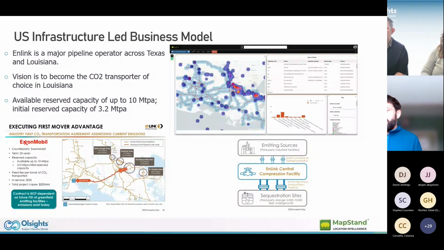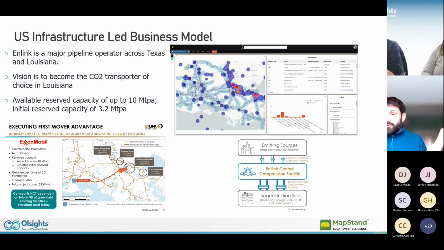A great example of this, and it's what I call the infrastructure-led business model, is EnLink. EnLink is a major gas pipeline operator across Texas and Louisiana, and they have a vision basically to become the CO2 transporter of choice. What you see in the little diagram at the bottom on the right is a highlight of their business model.